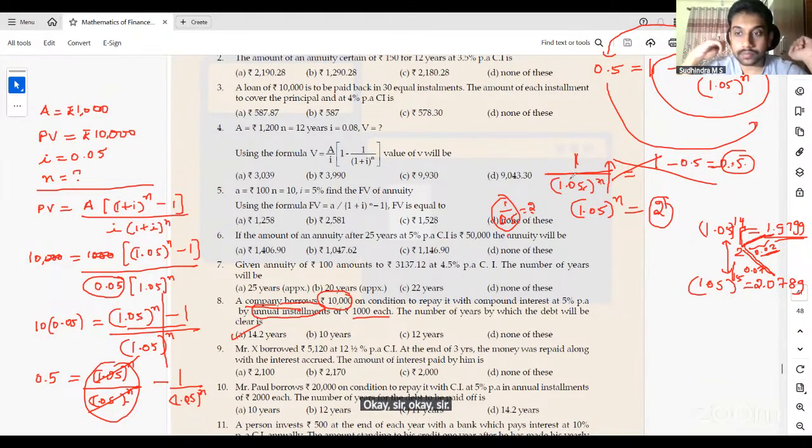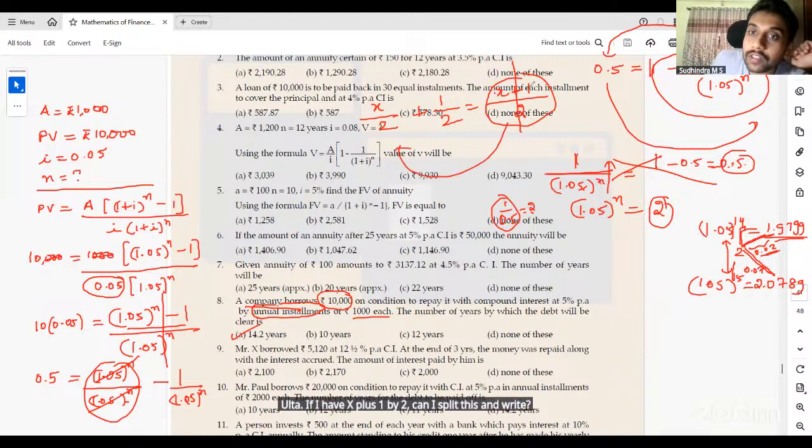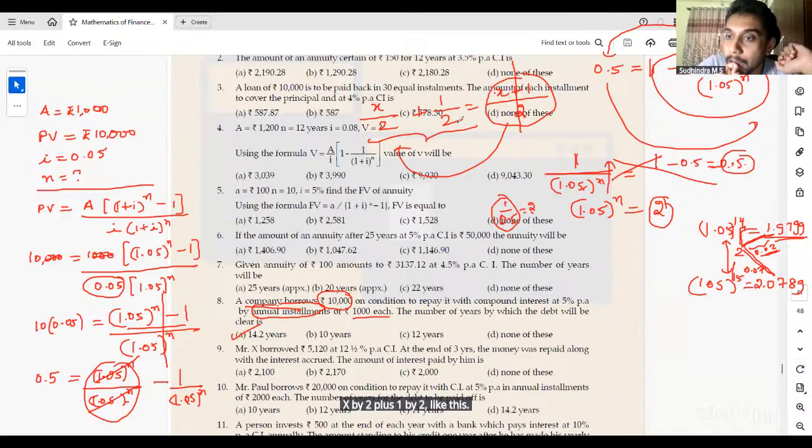No, I didn't get how you split the equation. Okay, see, if I have x by 2 plus 1 by 2, we take 2 as LCM and write x plus 1 by 2. Yes, sir. Conversely, if I have x plus 1 by 2, can I split this and write x by 2 plus 1 by 2 like this? Okay, same thing I have done. It's the reverse of taking LCM.